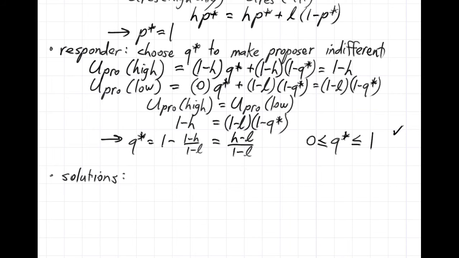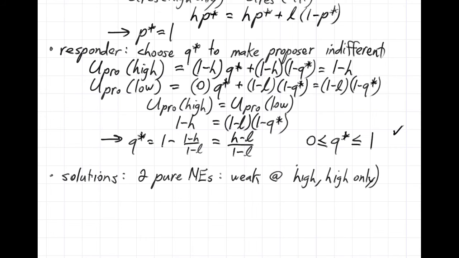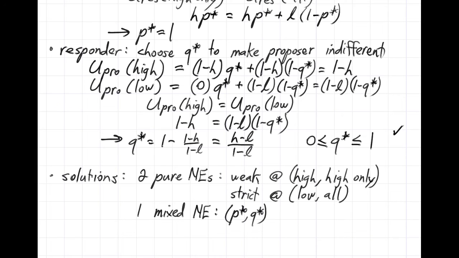So our classical or economic solutions, which means outcomes or strategy pairs that are likely to occur, consist of two pure Nash equilibria: a weak one at high only, that's the strategy pair, and a strict one at low, that means make a low offer, and accept all. And on top of that, we have one mixed one, and it occurs at p star, q star equals 1 over h, (h minus L) over (1 minus L).